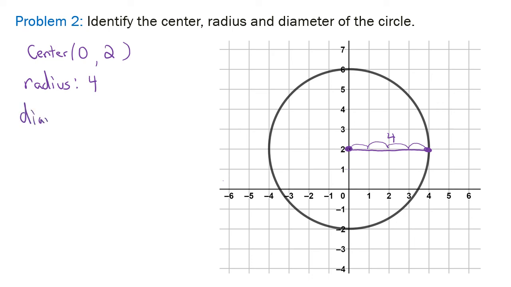Diameter is just the length from one side of the circle going through the center to the other side of the circle. And so we have 1, 2, 3, 4, and then another 4. So 4 plus 4 is 8.